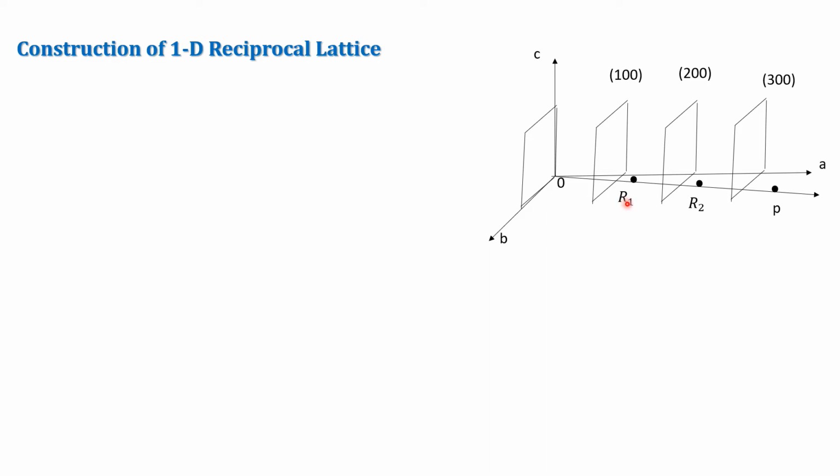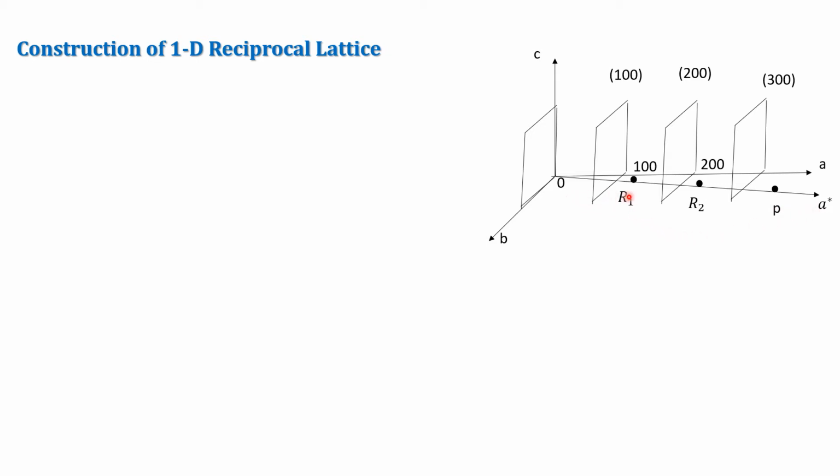Now R1 is a reciprocal lattice point which is denoted as 100, and R2 as 200, without brackets. Therefore, these are the reciprocal lattice points for the planes 100 and 200. Now we get a new vector, along which we locate the points R1, R2, R3, R4 and so on. That new vector is called the reciprocal lattice vector A star.